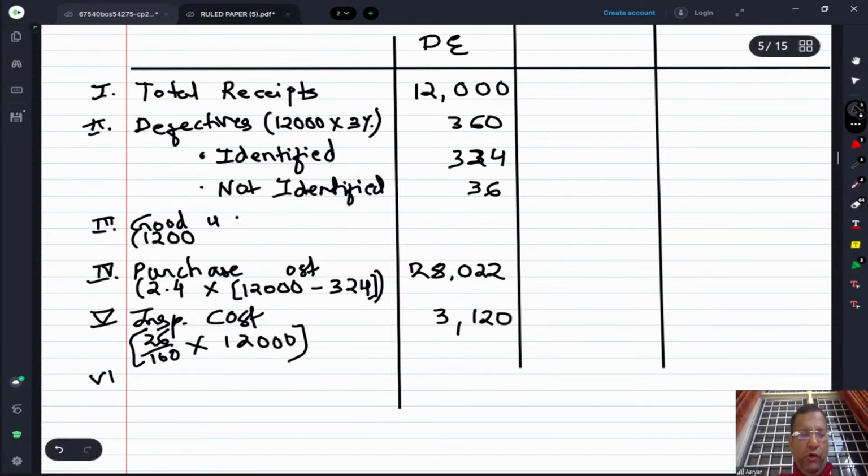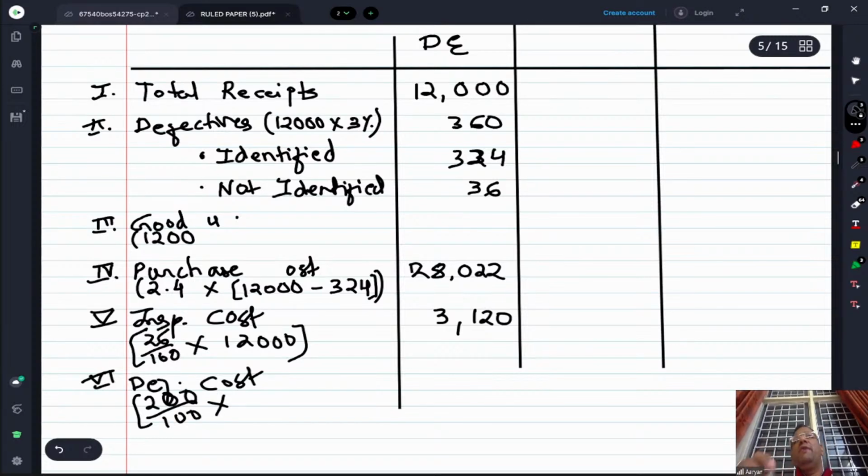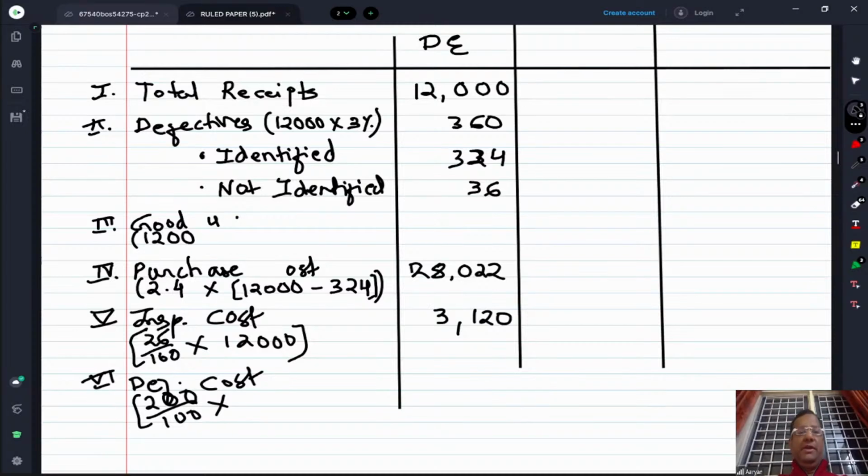Now one more cost, just think about it beta, whether defective cost of rupee 2 per unit will be there or not. If it is there, then on how many units will this 200 divided by 100 be applicable? Tell me. First of all, you have to think whether defective cost will be applicable in this particular case, and if no, then that's the final answer. If yes, you have to tell me on how many units 200 divided by 100 will be multiplied.